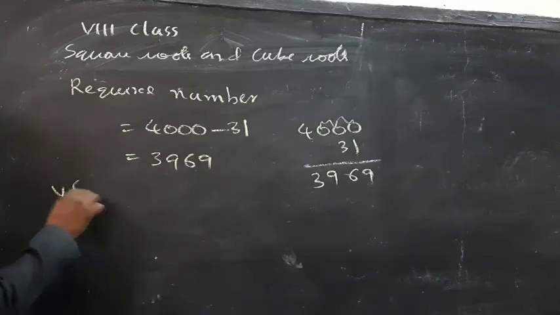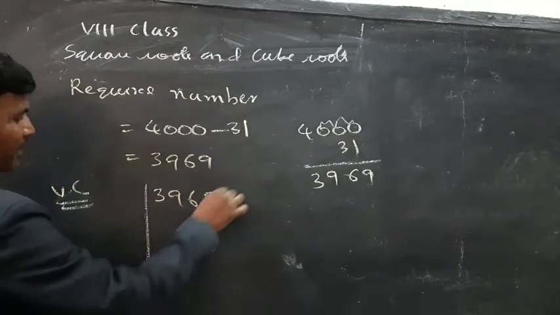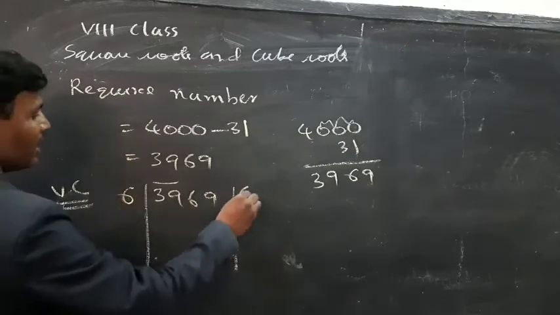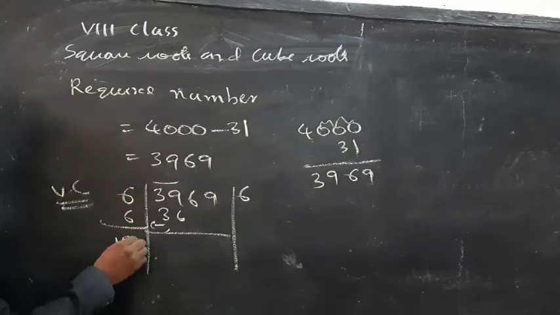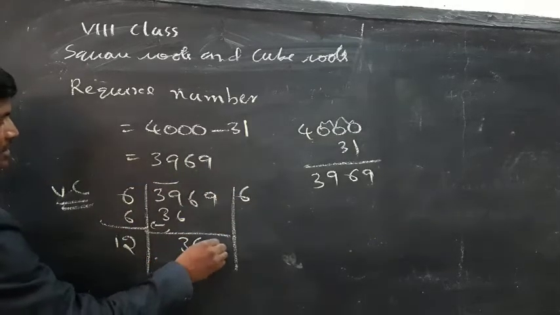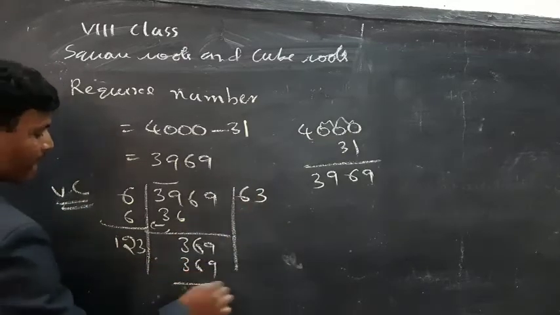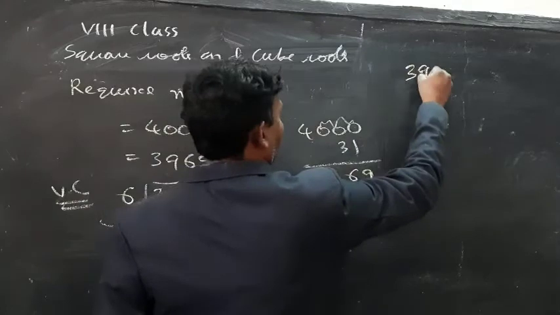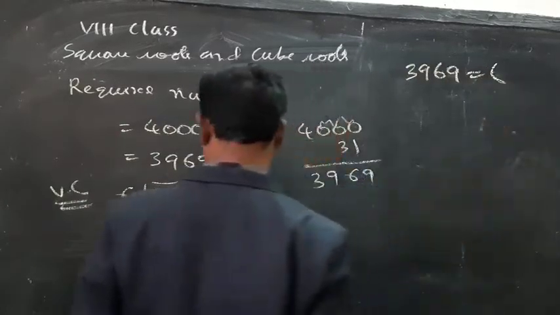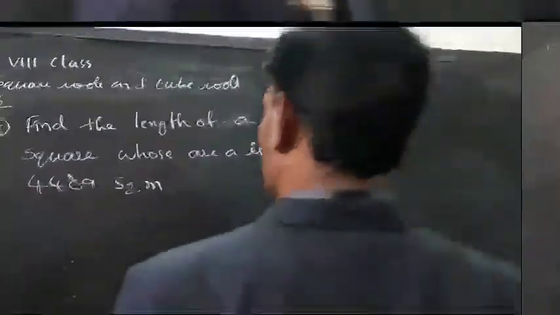3969. Verification. 3969, I am making it a pair. 6 6s are 36. Now subtraction. 6 added here gives 12. Now 3969 is a perfect square number. 3969 we can write as 63 whole square.